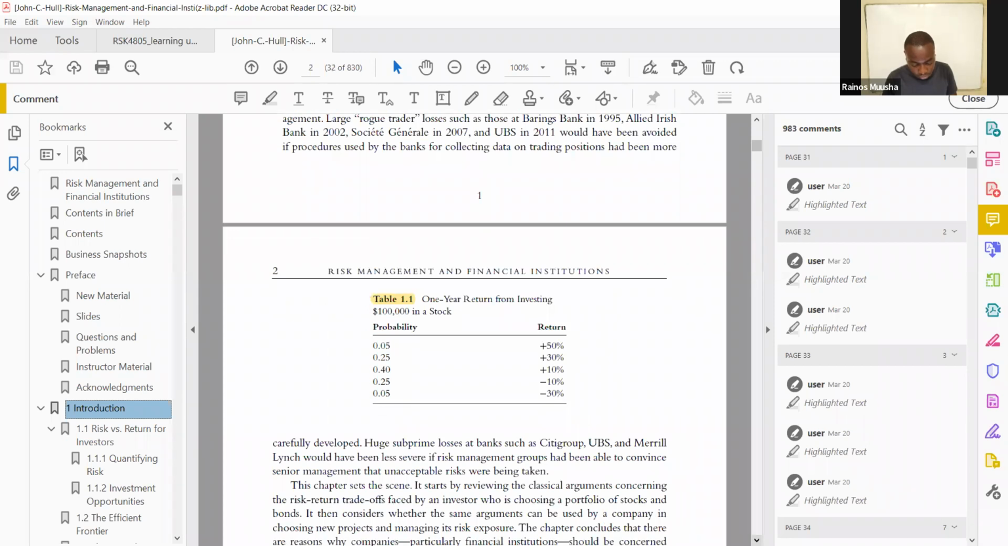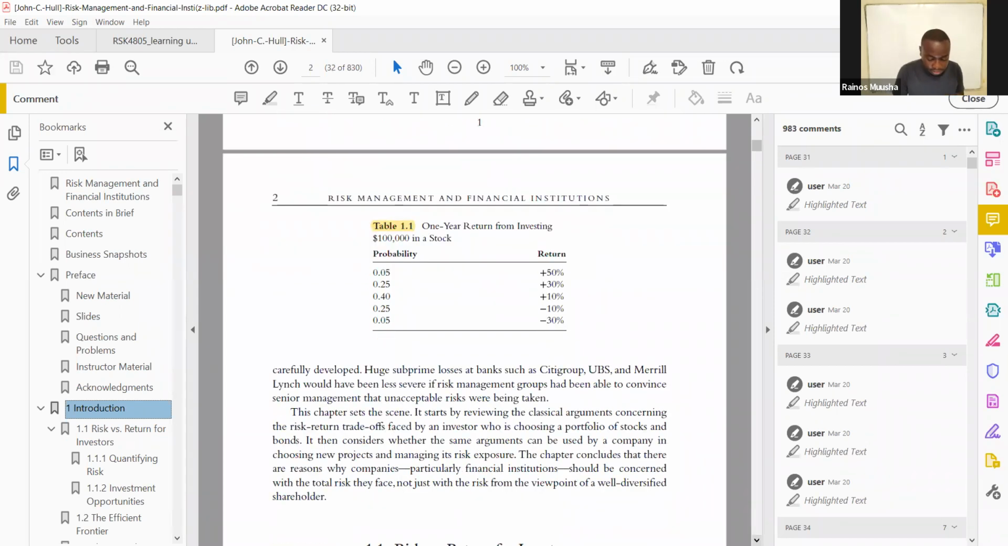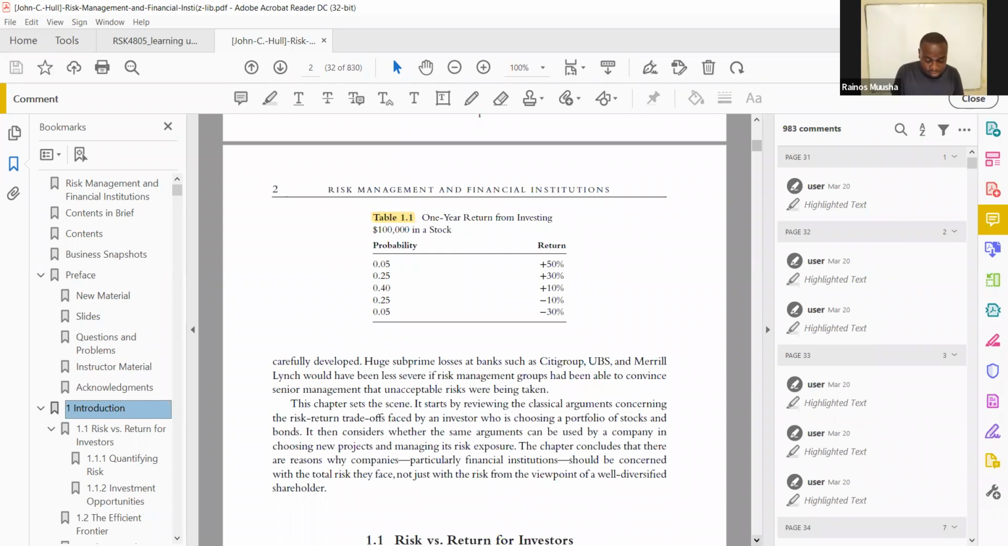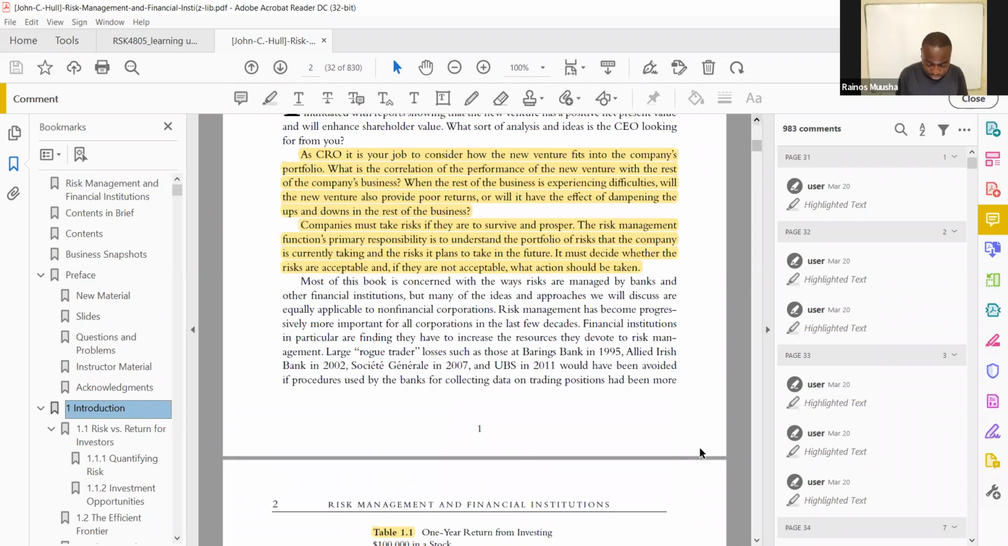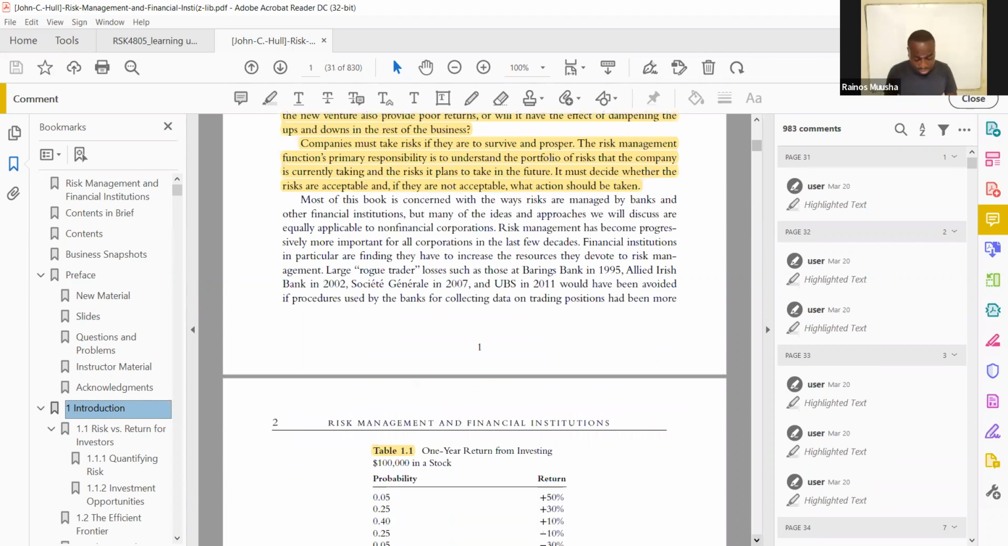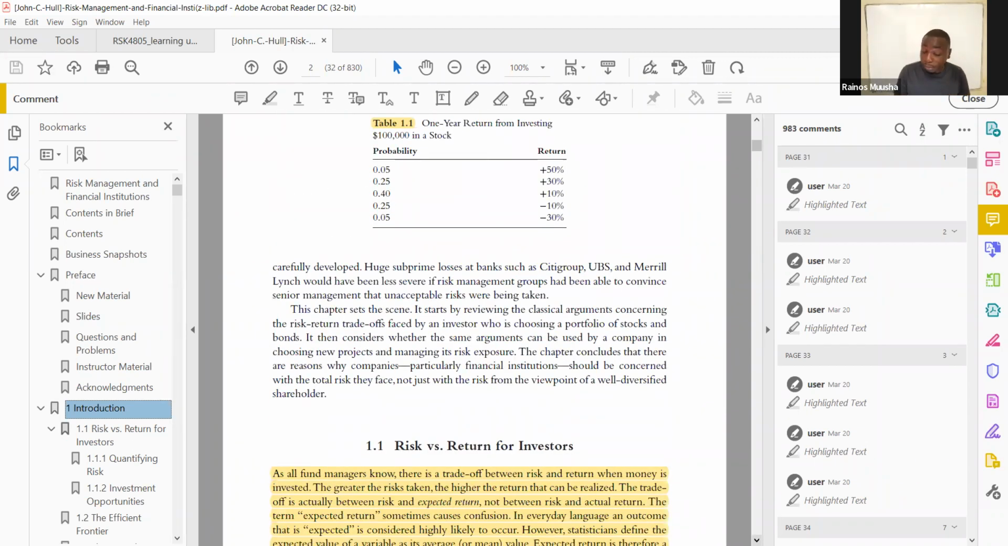So to understand this better, they give us table 1.1, and here under table 1.1 they give us the 1-year return from investing 100,000 in stock, right? The reason why we're given this table is because it is leading us on to section 1.1, where we look at risk versus return for investors. So we're going to come back to this table as we're now going to be analyzing further the risk versus return for different investors as well.